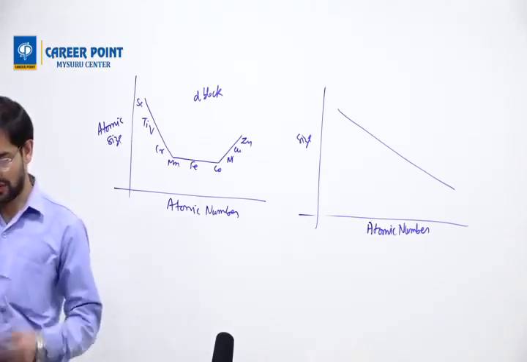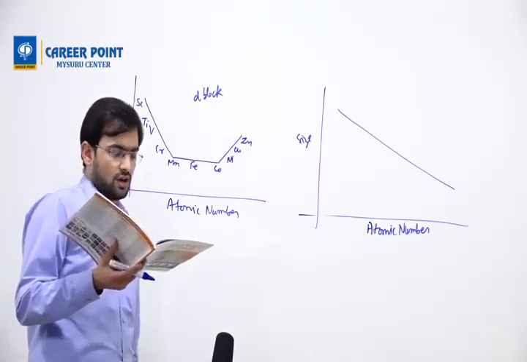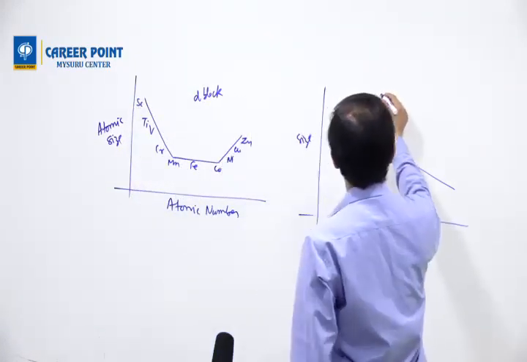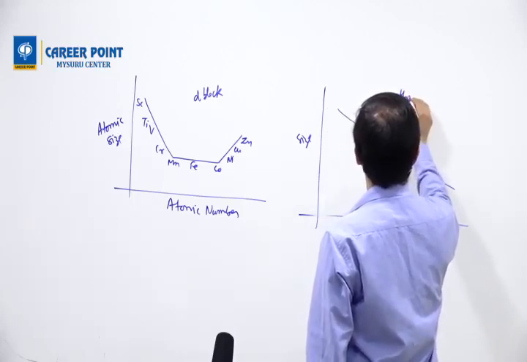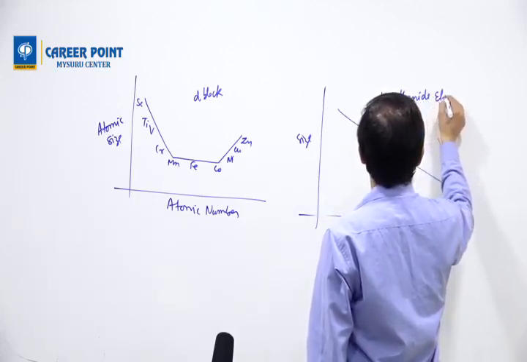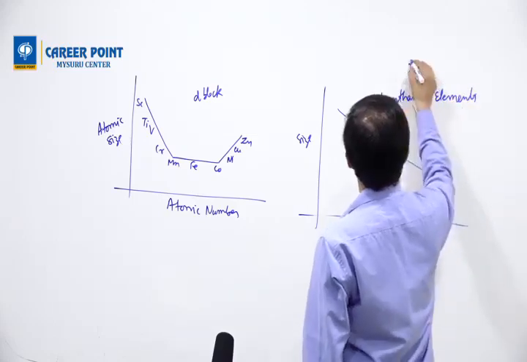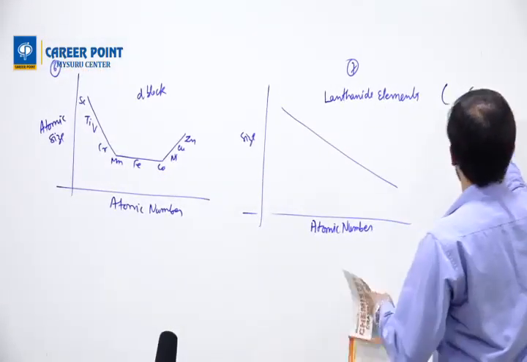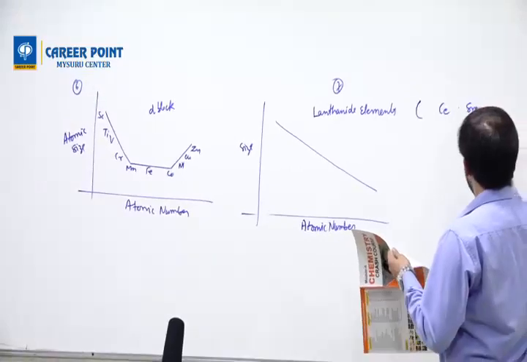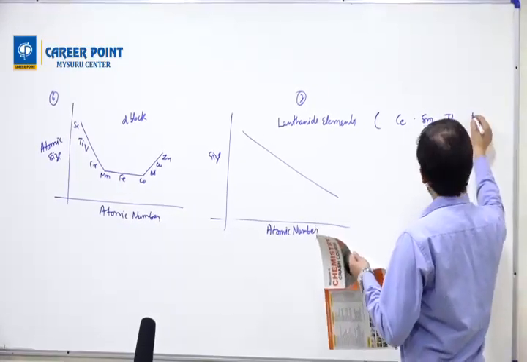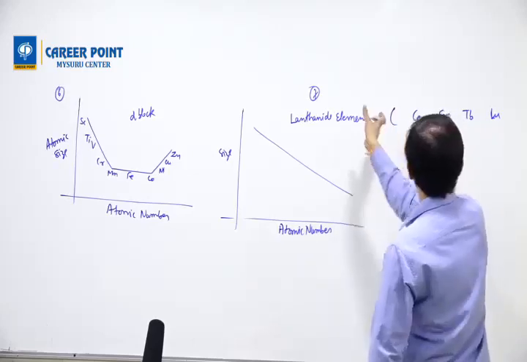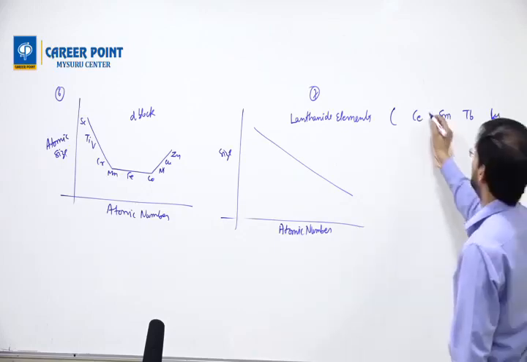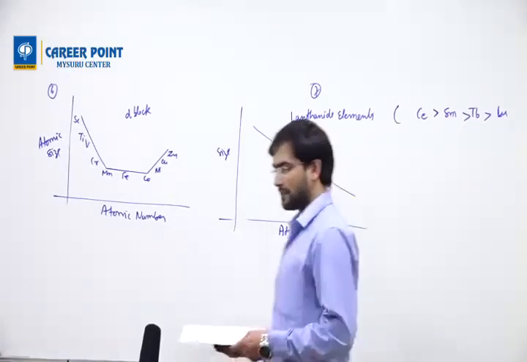Then question number 7, the correct order of ionic radius. This is the correct order for F block only. These are lanthanide elements. In lanthanide elements, we get cerium, then samarium, then terbium, then lutetium. So on moving from left to right in F block, size decreases, so the maximum size is for this order.